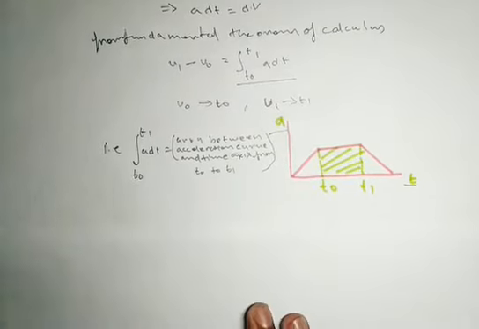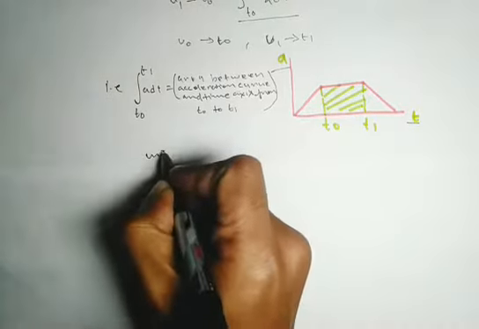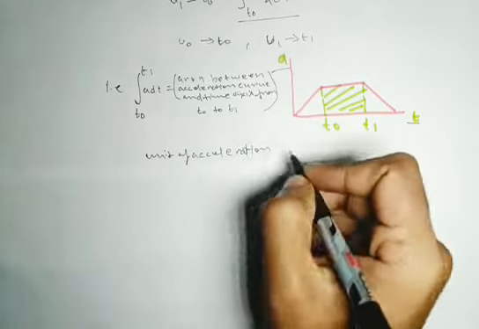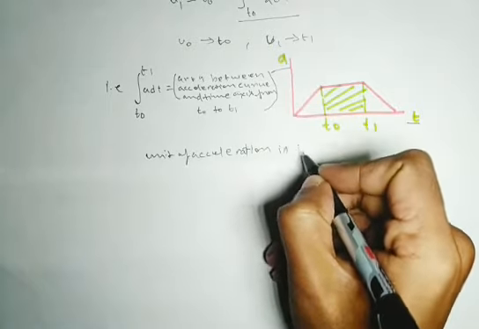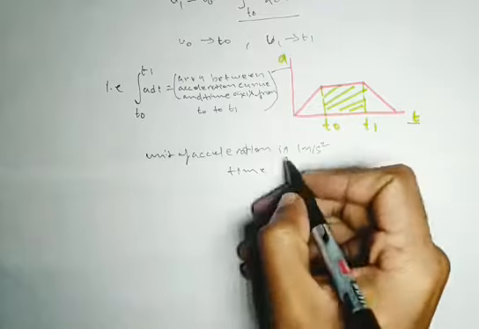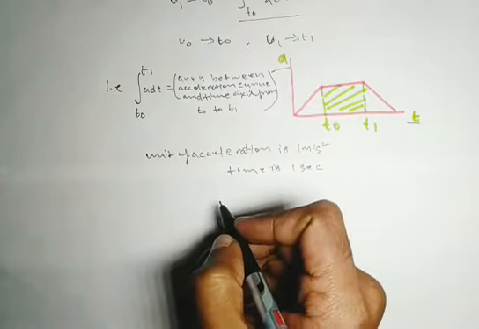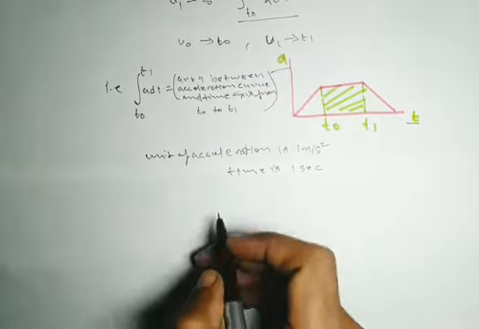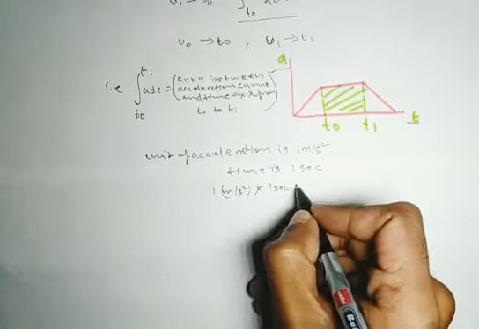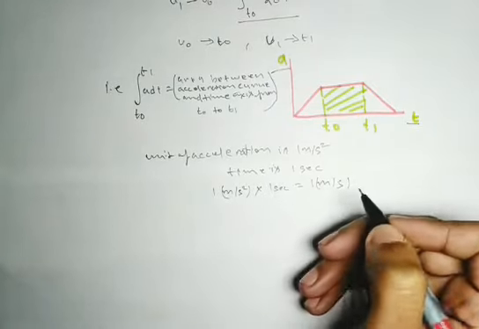So if we want to understand it, let's take a unit of acceleration, let's say 1 meter per second square, and the time is 1 second, then the corresponding unit of area on the graph is 1 meter per second square multiplied by 1 second, equal to 1 meter per second, which is the velocity.